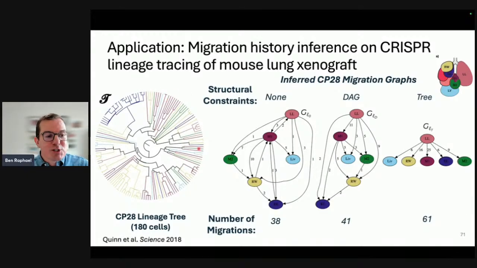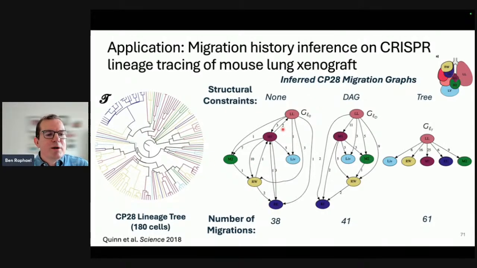And these much larger trees are coming from single cell sequencing experiments, and interestingly also from lineage tracing experiments here in mice. This was done via lineage tracing of a mouse xenograft. So now the edits are being induced as the tumor grows via CRISPR. This tumor in mouse metastasized from the lung to the liver, et cetera. And so now with hundreds of cells here, we can infer this migration graph.